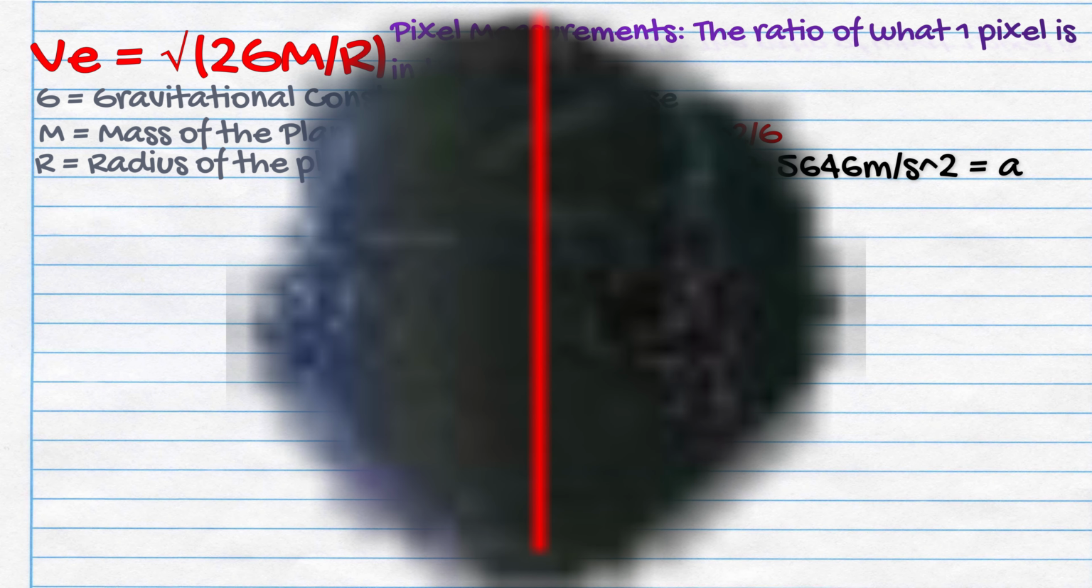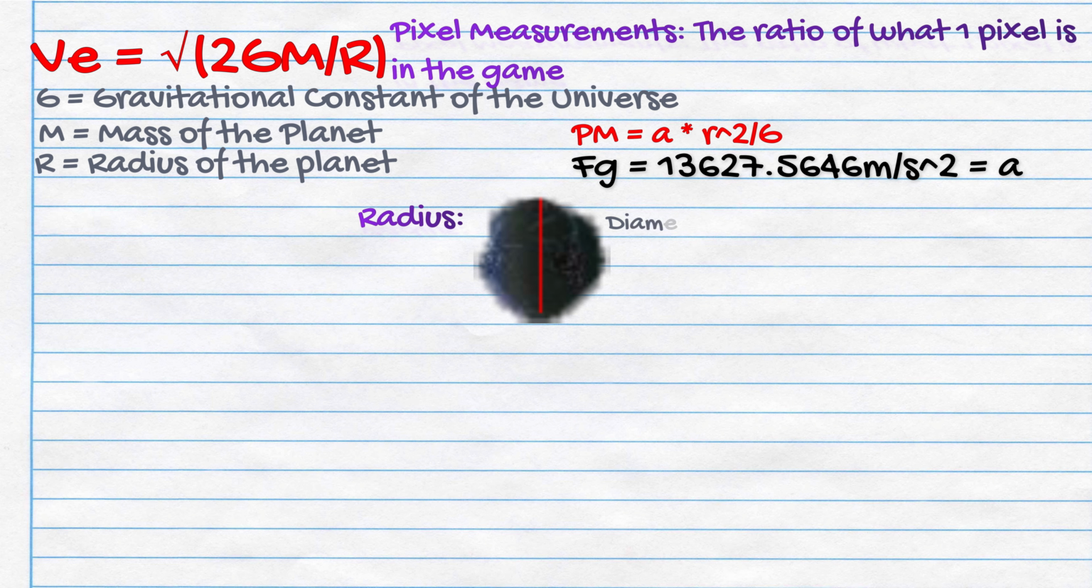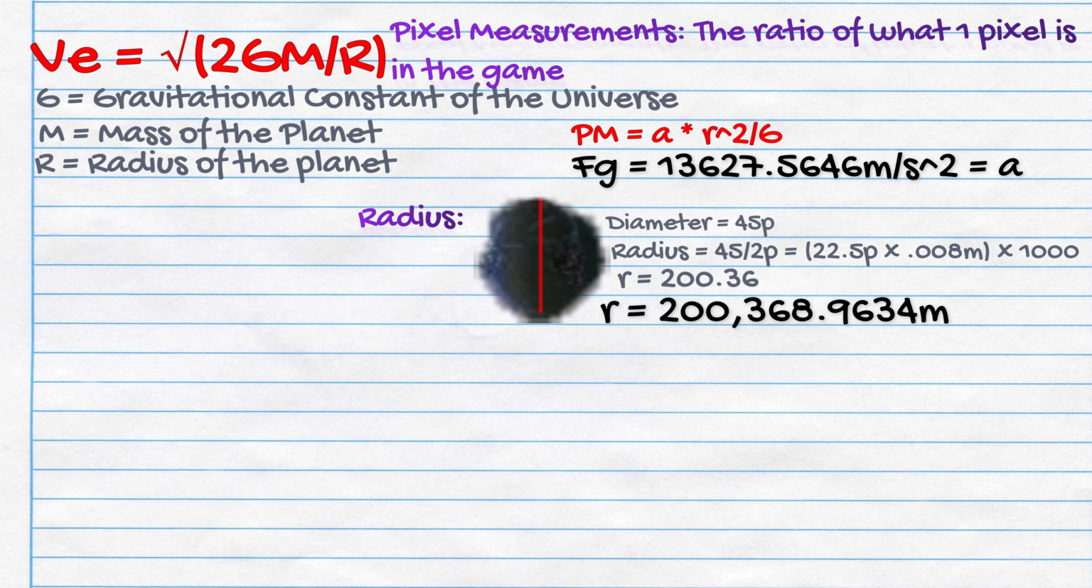We have that photo. We measure it out to be 45 pixels in diameter, meaning it's 22.5 pixels in radius, and so we can convert that into a planetary radius of 200,364.9634, because we can scale from the 10 meter ratio to a 10 kilometer ratio. And then we can add on our 4 meters from our jump to get a radius of 200,368.9634 meters.